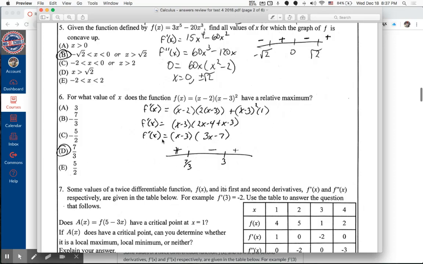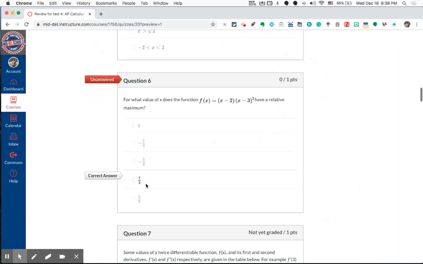Sine line, I plug back into my derivative. 0 is over here, so if I plug 0 in, I get a negative and a negative, which produces a positive. In here, it's going to be something, let's see, this would be 2.3. So 2.5. So 2.5 is going to make this negative. 2.5 is going to make this positive, which produces a negative. Plug in 4, I get a positive and a positive, so I'm positive. So relative max, my derivative has to change from positive to negative, so it changes from positive to negative at 7/3. So that's why my answer is 7/3.